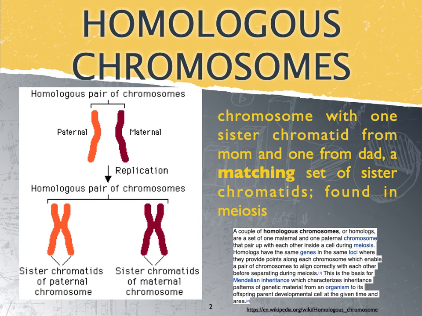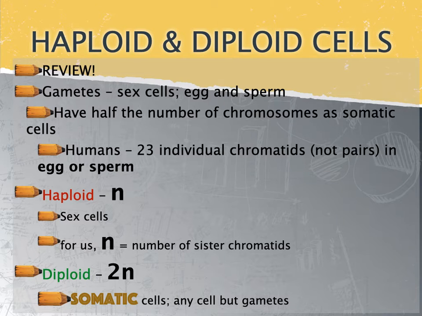You need to be aware of homologous chromosomes. And homologous chromosomes are ones that have been doubled, which has two from mom and two from dad. They match. That's the big thing. They match. Review of haploid and diploid and gametes.